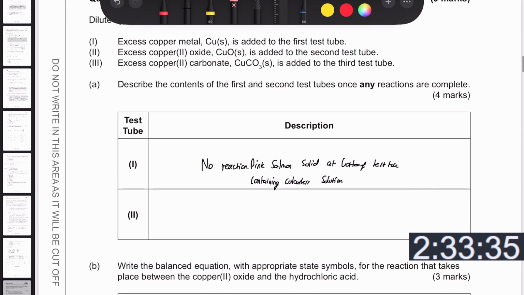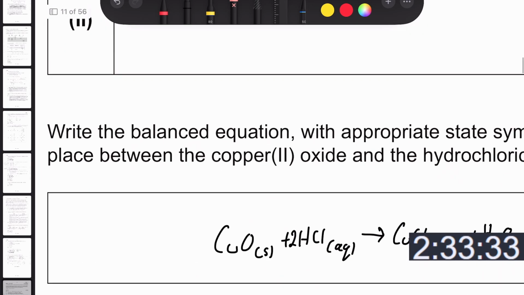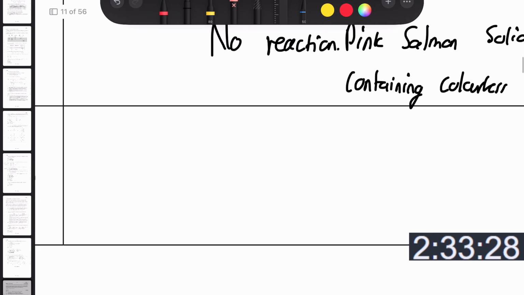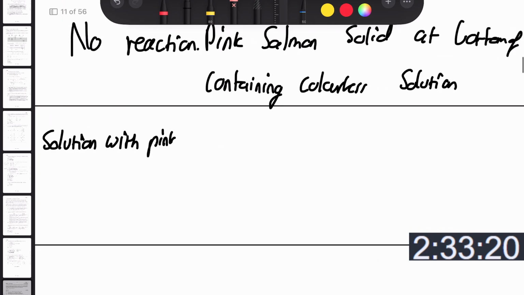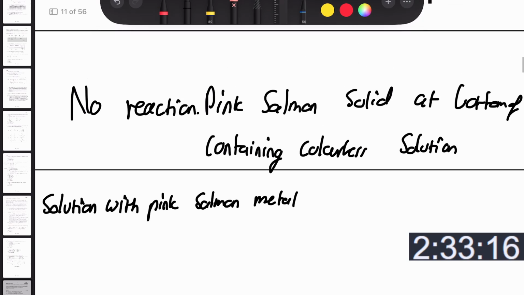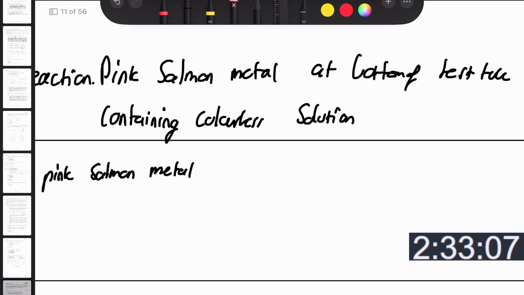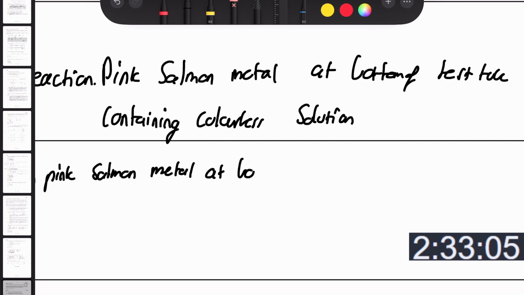And then for the second one, the oxide, I'm going to assume that it makes the CuCl. So a green solution with pink salmon solid, or pink salmon metal. That's up here, metal. It's copper chloride, green, right? Yeah. Pink salmon metal at the bottom of the test tube.